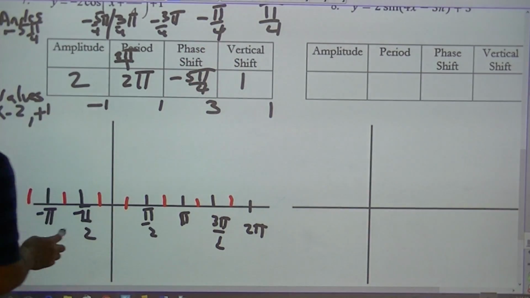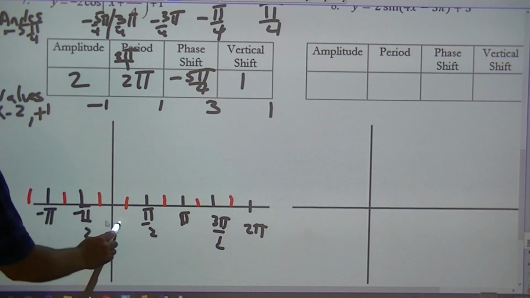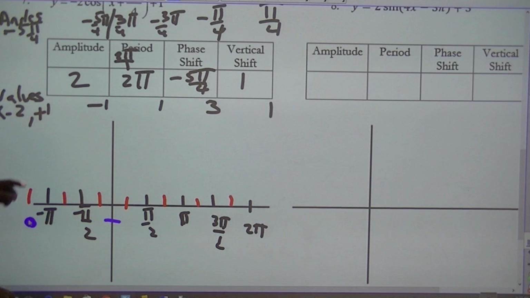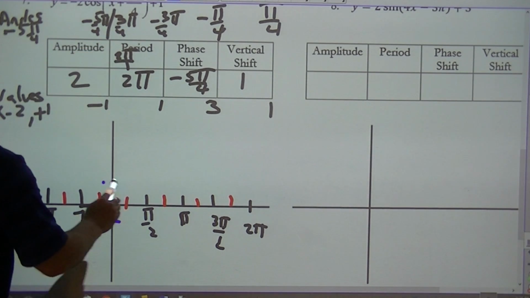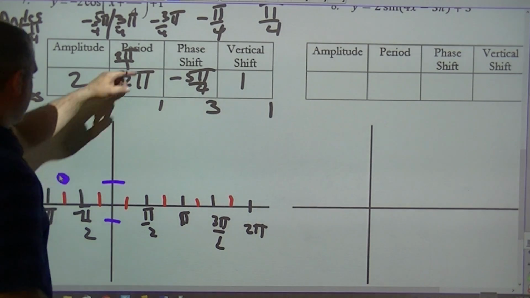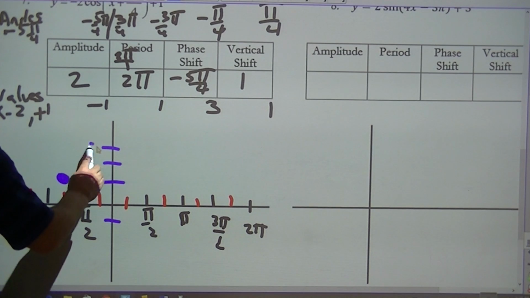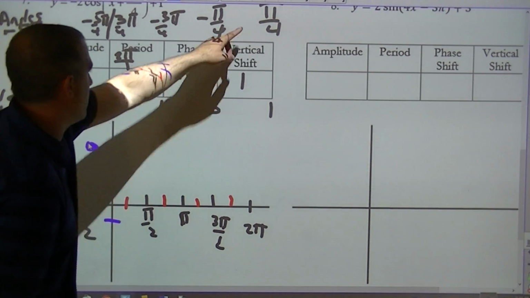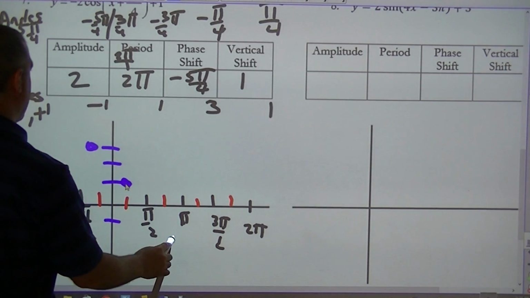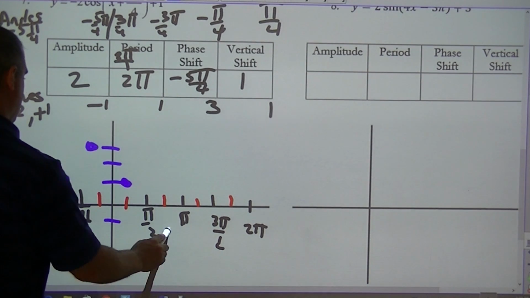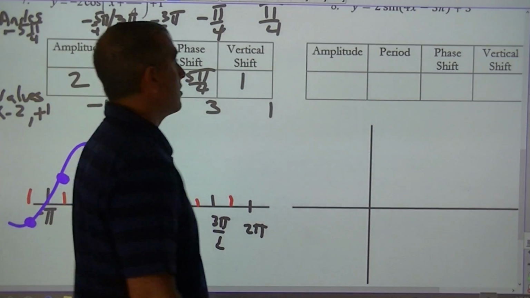Okay, so that would be negative 5 pi over 4, where I'm going to graph negative 1, which would be here. Then at negative 3/4 pi, which would be this one, I'm going to graph 1. At negative pi over 4, I'm going to graph 3. At pi over 4, I'm going to graph 1. And then at 3/4 pi, I'm going to graph negative 1. This is what the graph looks like. Okay?